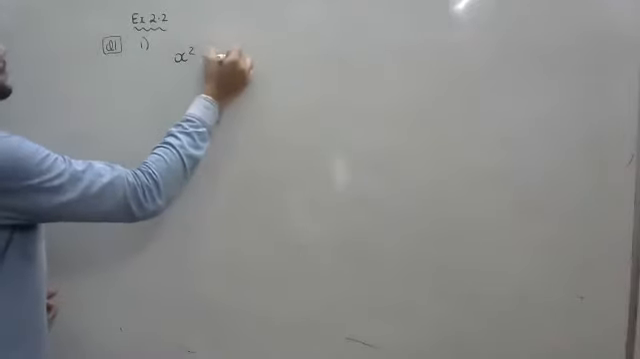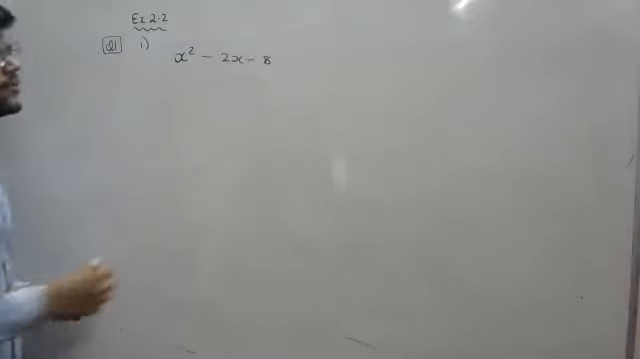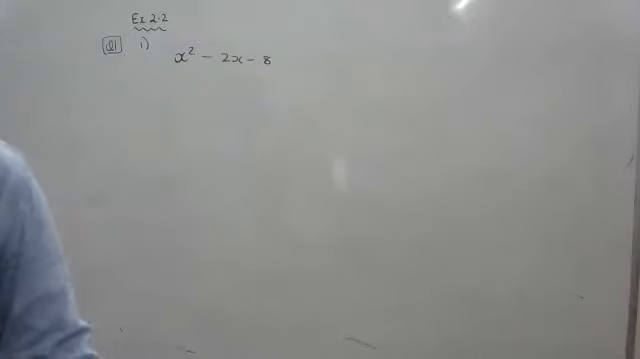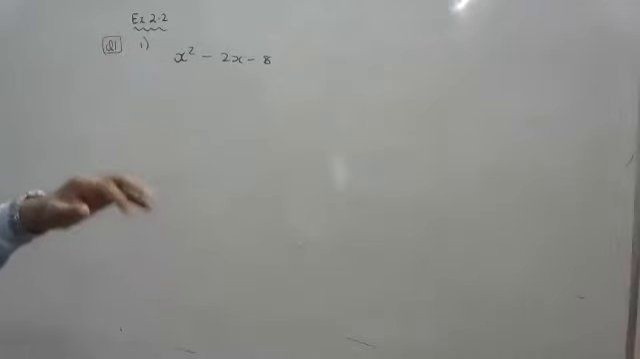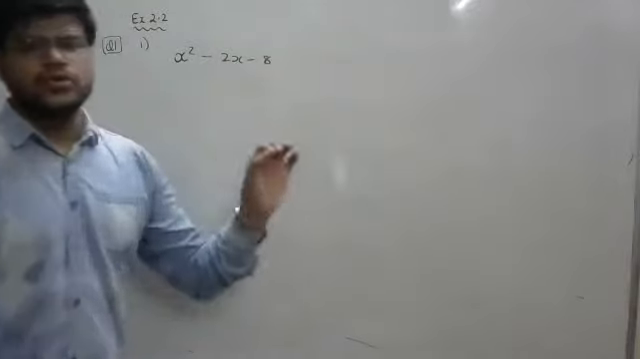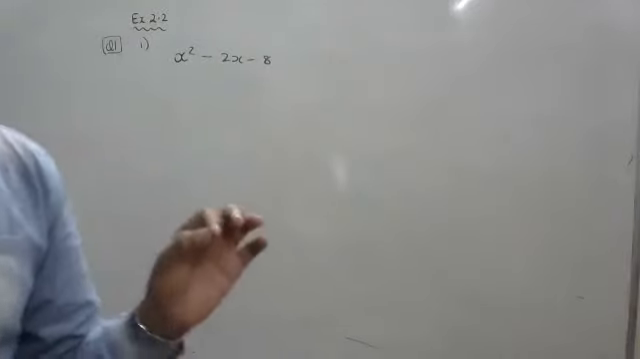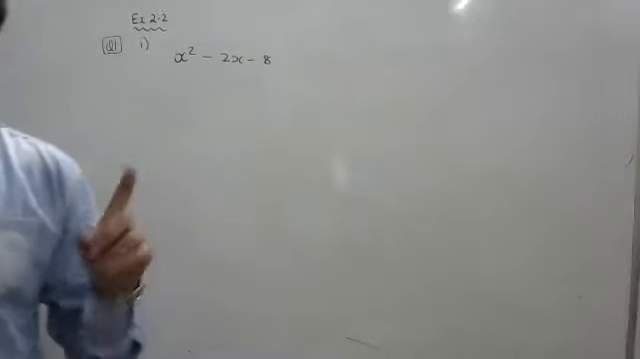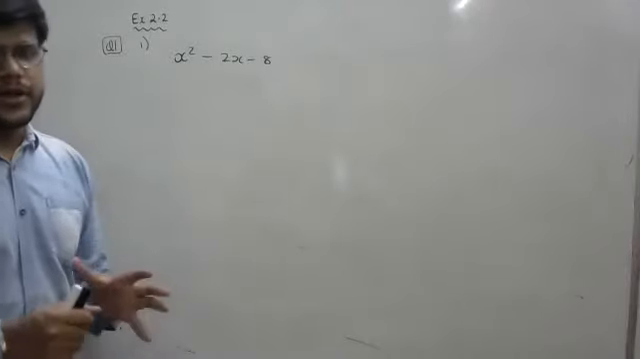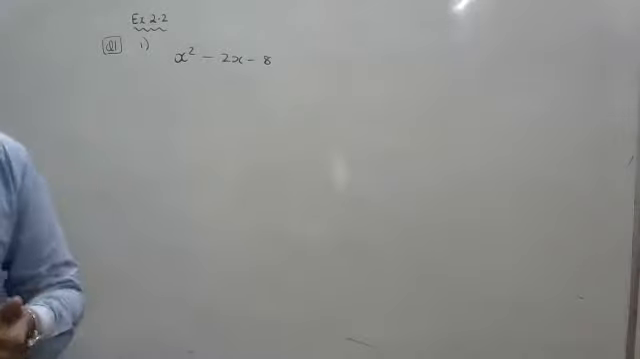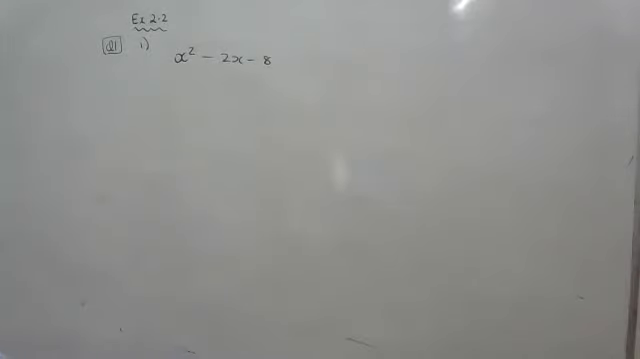So exercise 2.2, question 1, part 1 is x square minus 2x minus 8. We have to find the zeros and then verify the relationship between the zeros and coefficients. We have to find the zeros or solution of this equation. There are two methods for it. We will only be using one of the methods right now. Another method will be taught in the next chapter, and then you can use it in the exam.